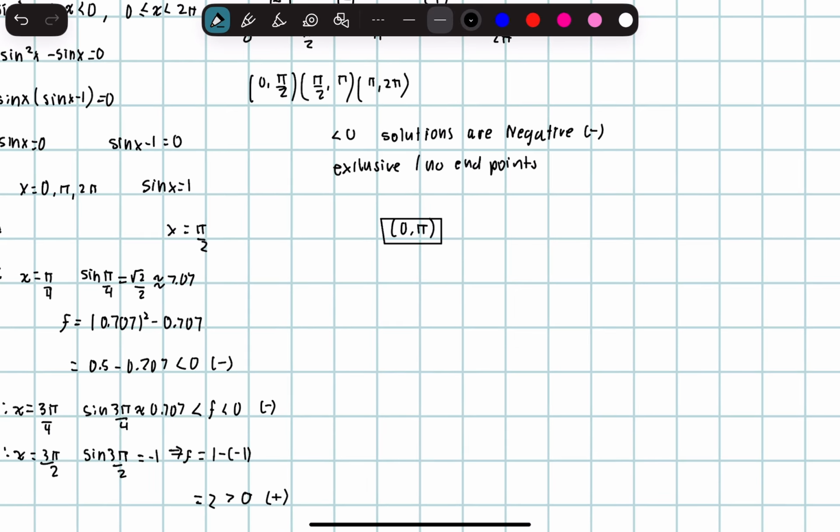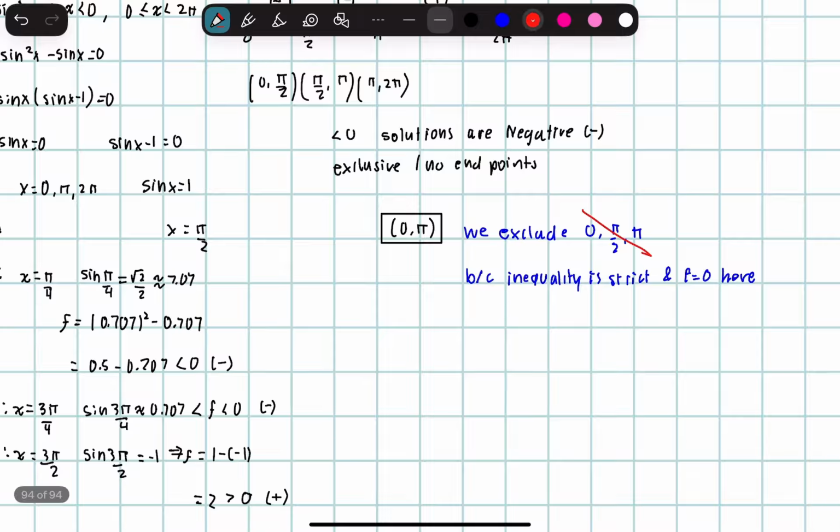And the reason why we like going back to our boundaries is that we exclude 0, pi, and 2 pi, because the inequality is strict, and f equals 0 here. So we don't include those.